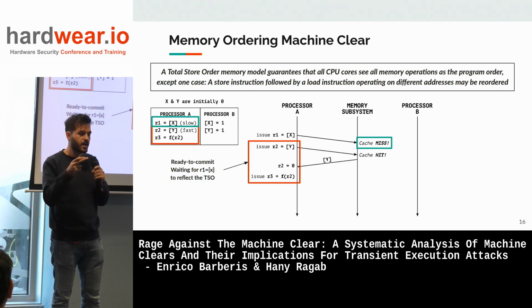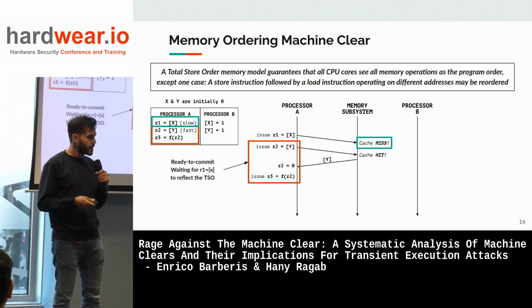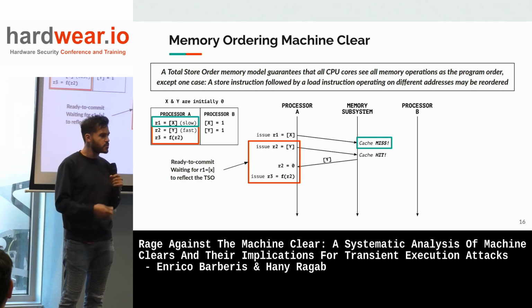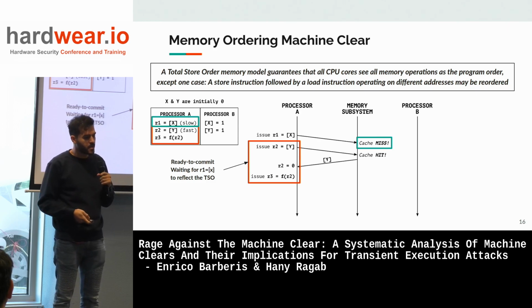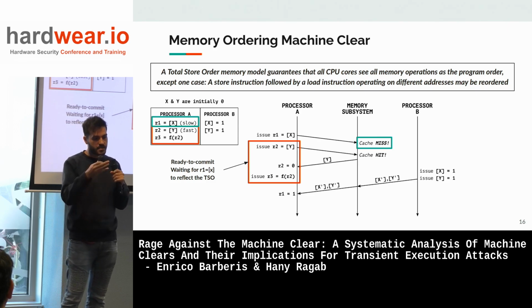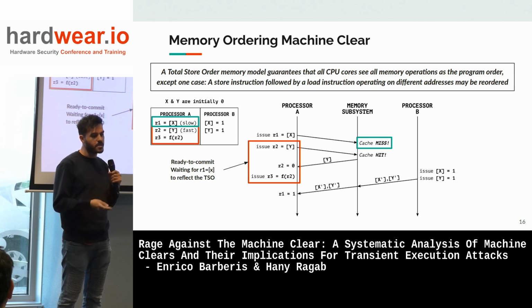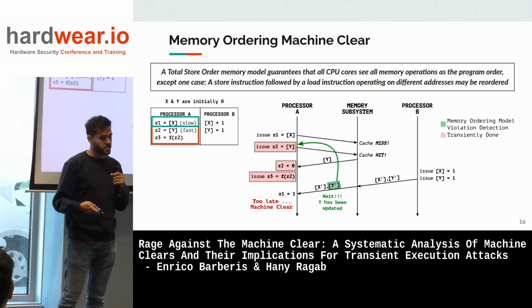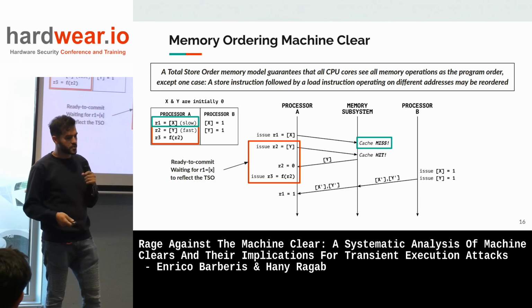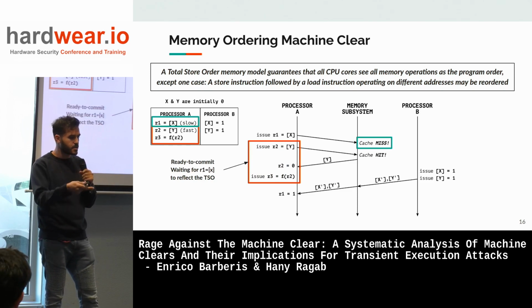Once the data at address X is fetched from memory, it will execute that load and commit all the instructions that it actually executed out of order internally, following the total store order. But let's assume that at some point, after the ready-to-commit instructions have been executed internally on processor A, processor B issues the two store instructions, updating the value of X and the value of Y.